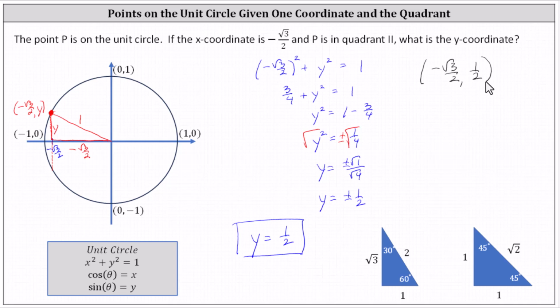Recall in the unit circle, x equals cosine theta and y equals sine theta. This indicates for any angle in standard position whose terminal side intersects the unit circle at this point, the cosine function value is negative square root 3 divided by 2, and the sine function value is 1/2.